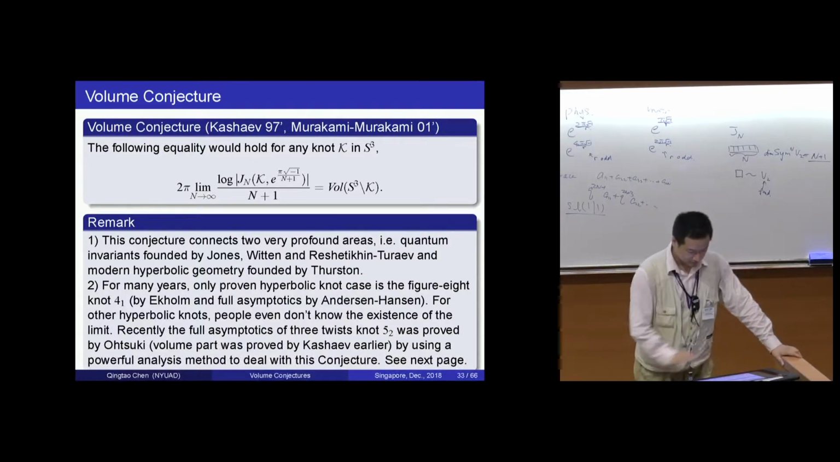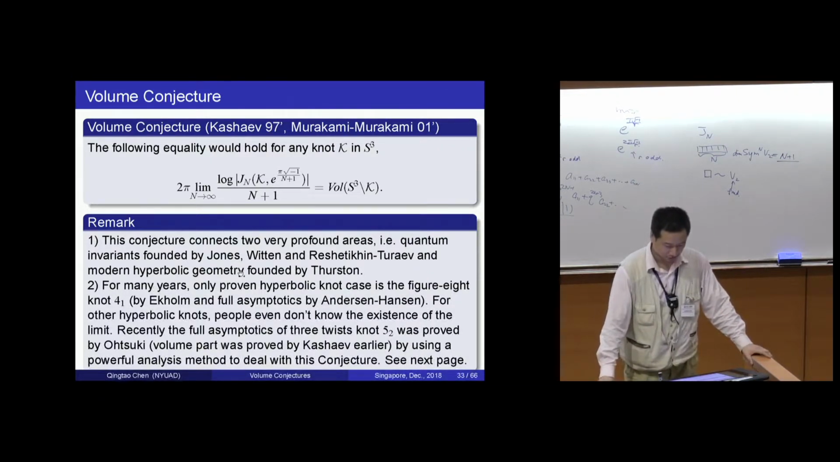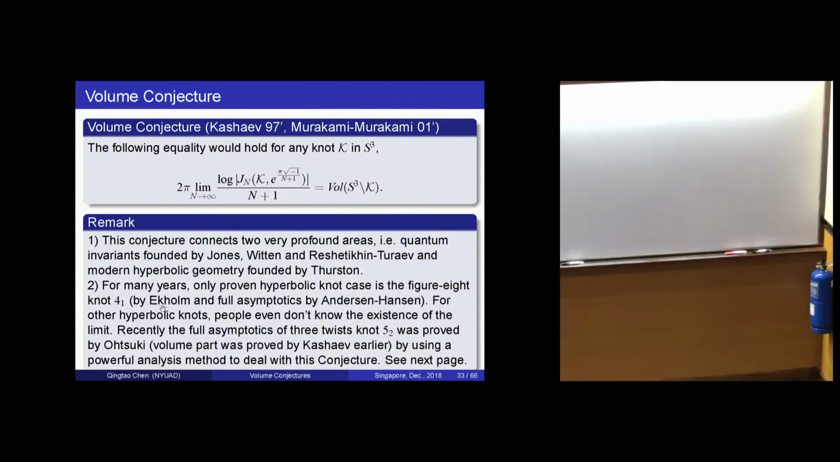Okay, so this conjecture is currently one of the most important conjectures in low-dimensional topology because it connects two very profound areas. One is by Jones, Witten, Reshetikhin-Turaev, and another area is founded by Thurston. For many years, the only proven hyperbolic knot case was the figure 8 knot. This is by a Swedish mathematician, Kashaev-Holm, and the full asymptotics by Andersen, who is located at Aarhus, Denmark. For other hyperbolic knots, people don't even know the existence of the limit.